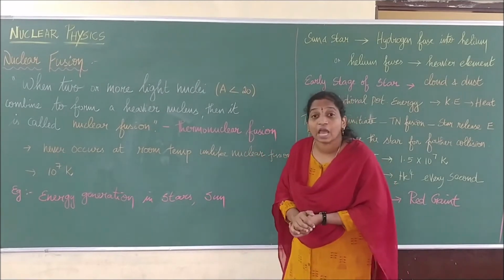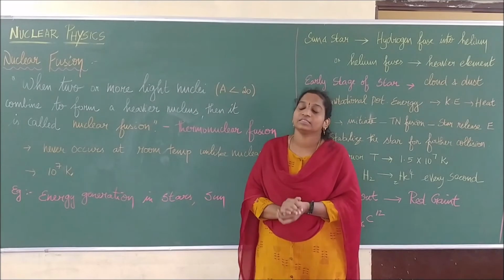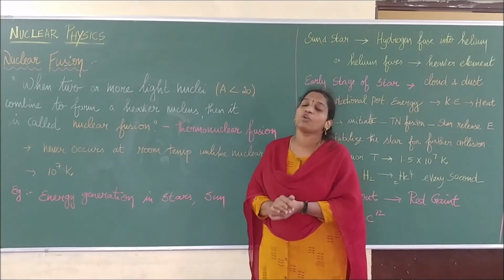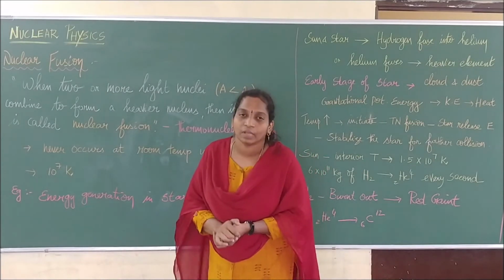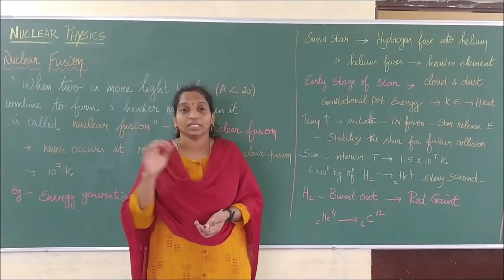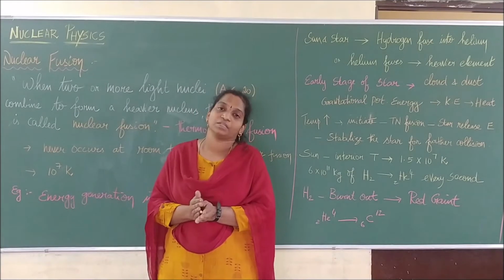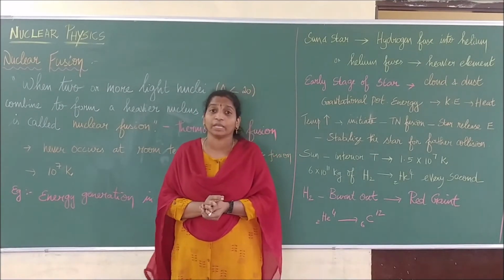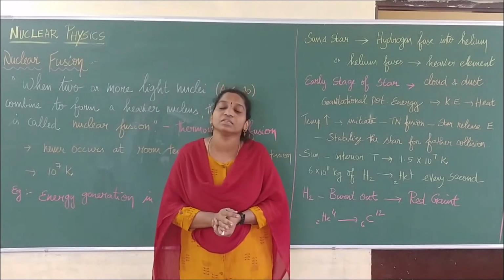Because the sun and stars have a higher temperature, of the order of what? 10⁷ Kelvin. So there are more elements present, and the lighter elements will be there. When a temperature of 10⁷ Kelvin is present, the lighter nuclei will start to join together to form heavier nuclei. There, it starts releasing its energy.